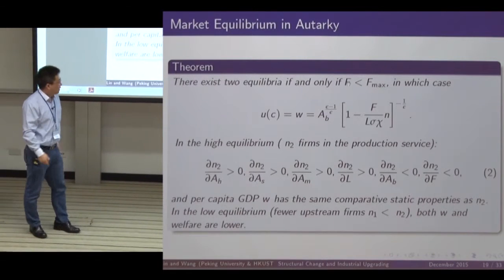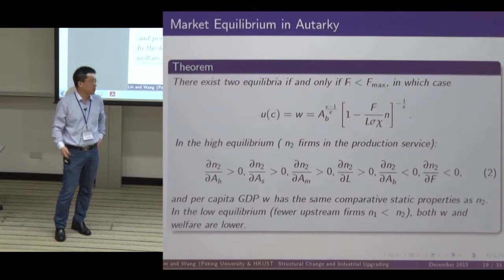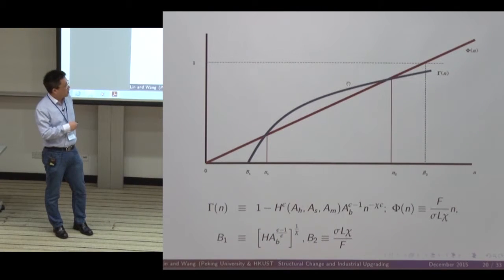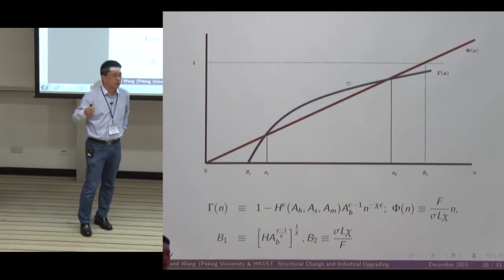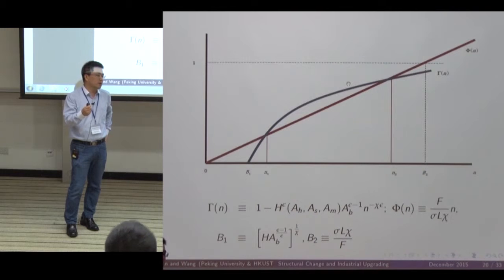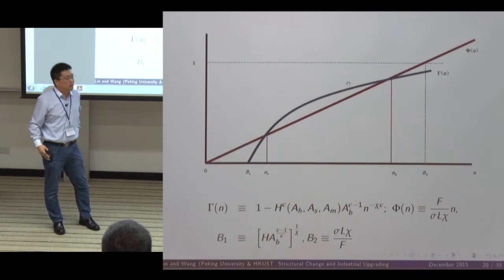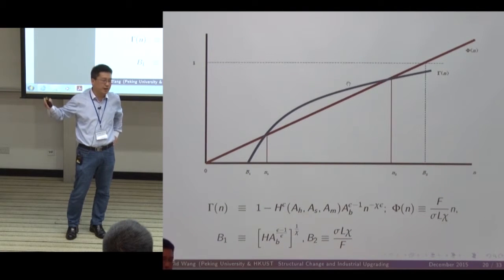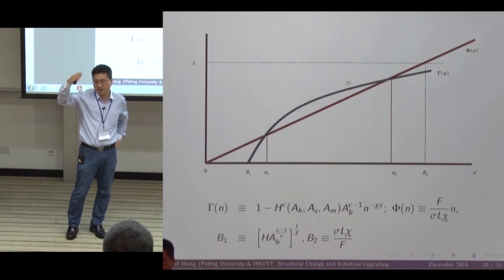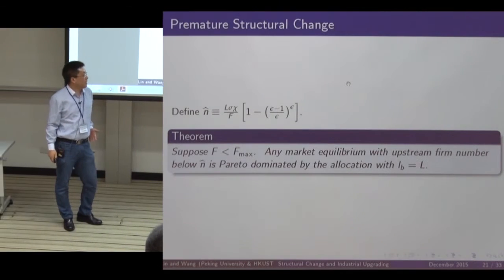So this N is the equilibrium number of firms that enter the upstream production service. Visually, the horizontal axis is the number of firms. The crossing points are the equilibrium numbers of firms in the production service that correspond to the two different market equilibria. The more firms enter the production service, the higher the GDP and welfare, a more efficient allocation. The reason we have multiple equilibria is that because of the fixed entry cost, you have an increasing returns to scale production function, so eventually you get multiple equilibria.